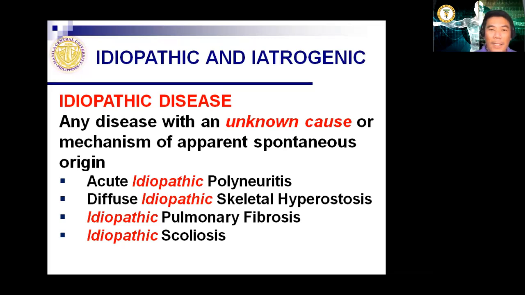How about idiopathic scoliosis? If we say scoliosis, what does it mean? Scoliosis is a deformity characterized by curvature of the spine. But having this problem of the curvature of the spine, since it uses idiopathic, it is still of unknown cause. So that is what we call idiopathic disease.